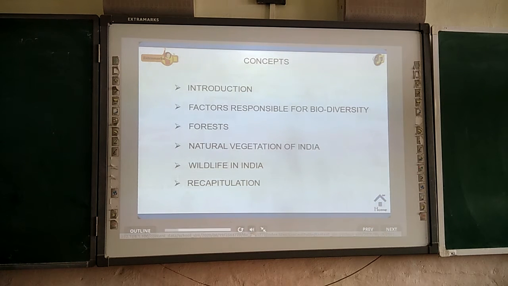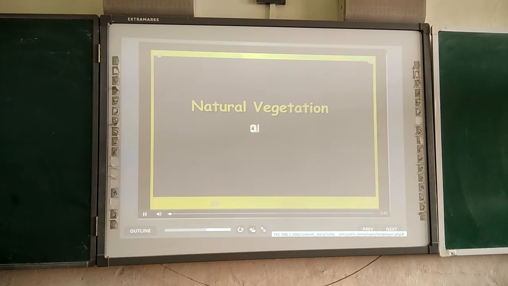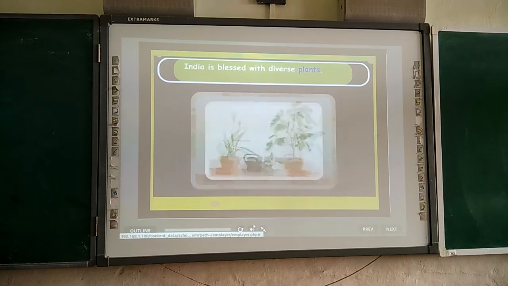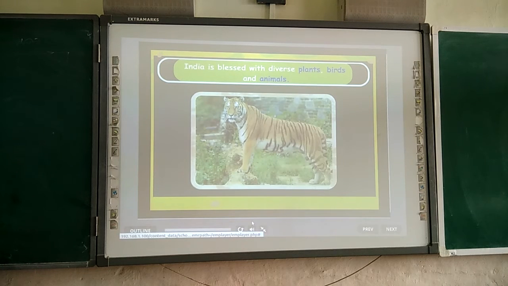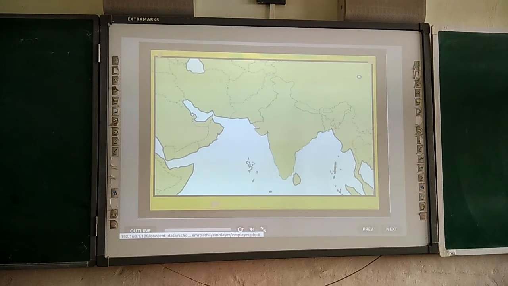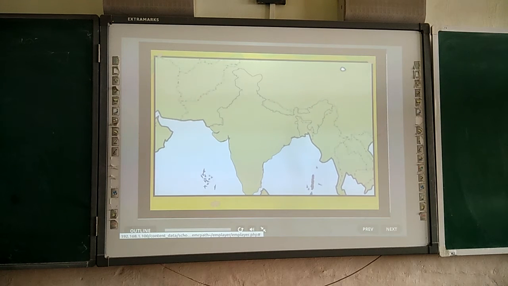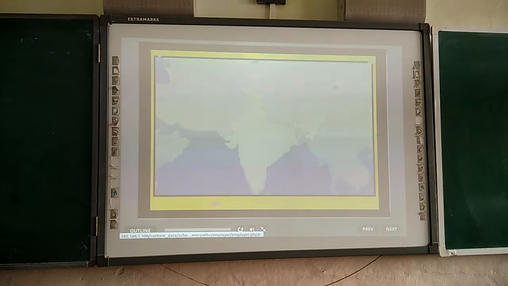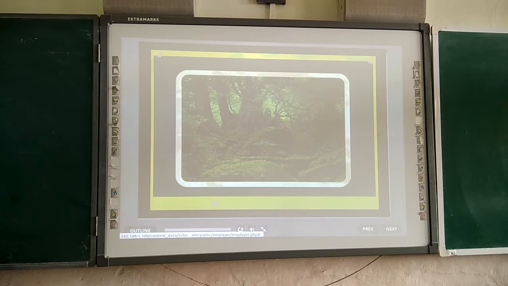In this chapter, we are going to learn about factors responsible for biodiversity, vegetation of India, and wildlife in India. Now students, let us explore natural vegetation and wildlife in India. India is blessed with diverse plants, birds, and animals. If we closely look at this map, we can find that India is situated largely in the tropical zone. This is the reason why India is a home to diverse temperatures and receives high rainfall. These conditions make India highly suitable for the growth of forests.